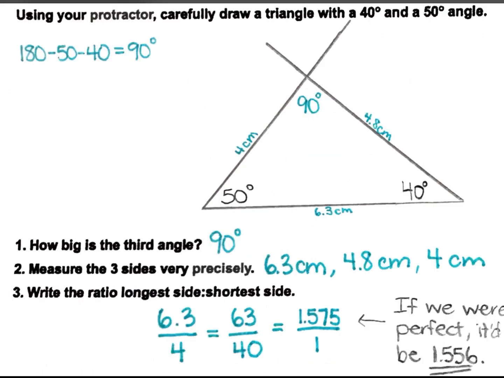Number 3 said to write the ratio of the longest side to the shortest side. In my case, it was the 6.3 to 4, which reduced to 63 to 40. And I actually divided that out and got 1.575 to 1. And the point of this warm-up is if we all measured precisely, that ratio should be pretty close to 1.556 if we were perfect. For all of us, no matter how long our side lengths were, we should have all gotten that same ratio for the sides.